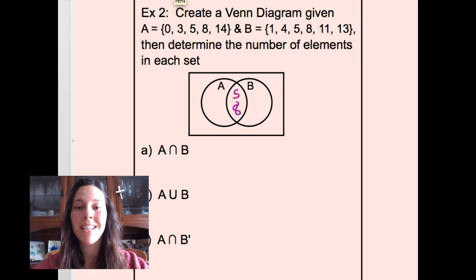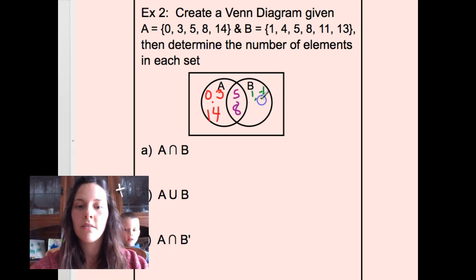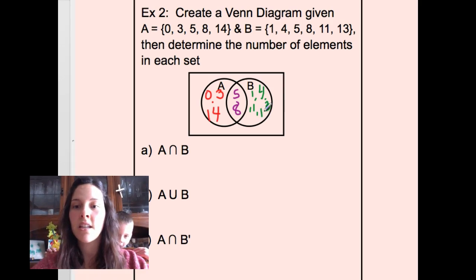So the elements in A, other than 5 and 8, are 0, 3, and 14. And the elements in B that are not 5 and 8 are 1, 4, 11, and 13. And then we had no elements outside set A or set B. We weren't given anything in the universal set.